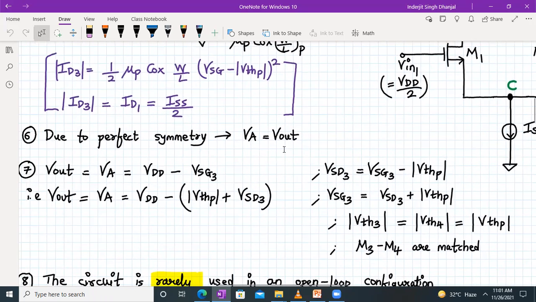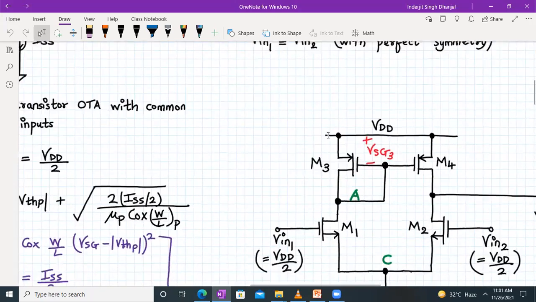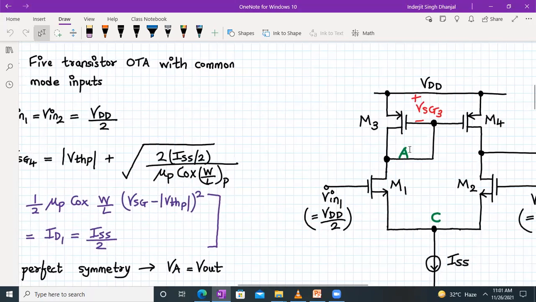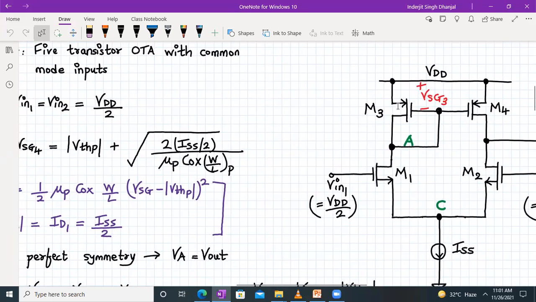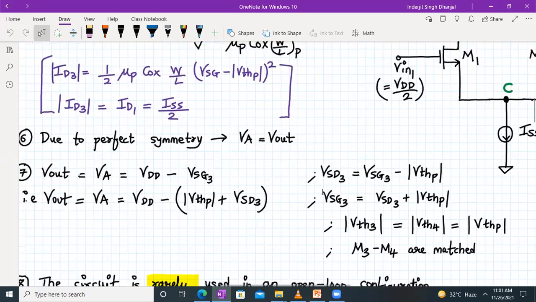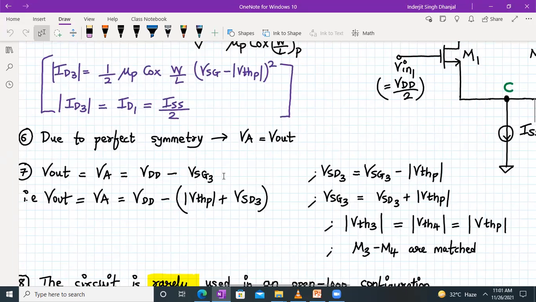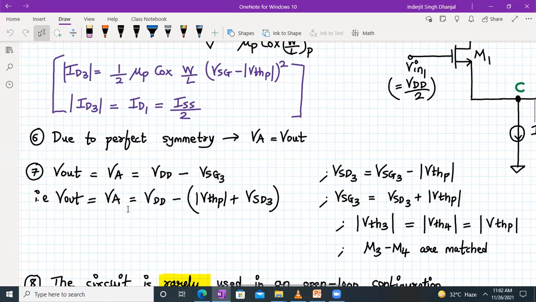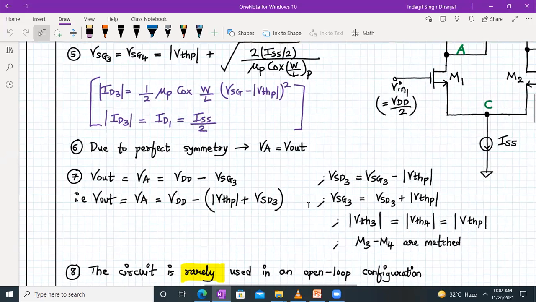So due to perfect symmetry over here, we can write VA voltage as equal to VDD minus VSG3. So what is VSG3? VSD3 plus mod of VTP. So here we can write V out is equal to VA, which is equal to VDD minus mod of VTP plus VSD3. So that's the DC value of the output which we are getting.